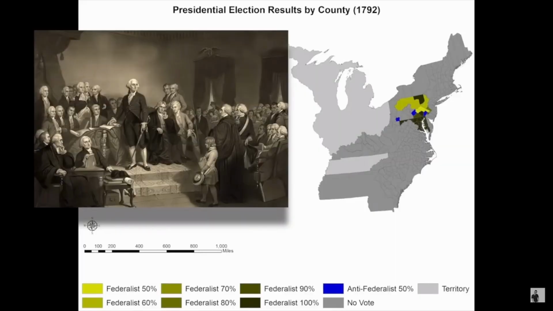Although the popular vote meant very little in 1792 due to many people, Federalists won too much of the vote, easily dominating the state of Virginia.